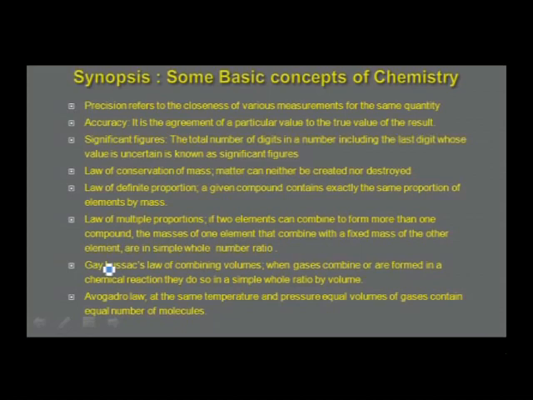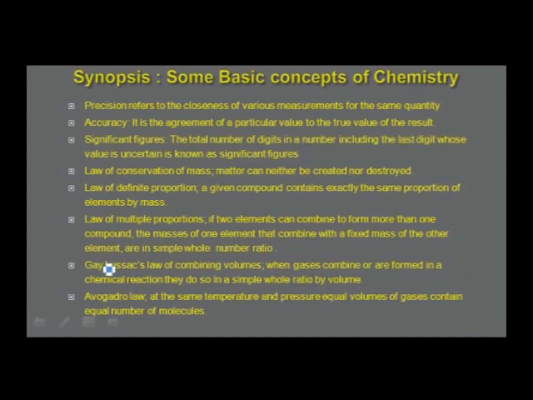There are different laws of chemical combinations. There will be questions on these laws of chemical combinations. The first one is law of conservation of mass. It says matter can neither be created nor destroyed. Law of definite proportion says a given compound contains exactly the same proportion of elements by mass.